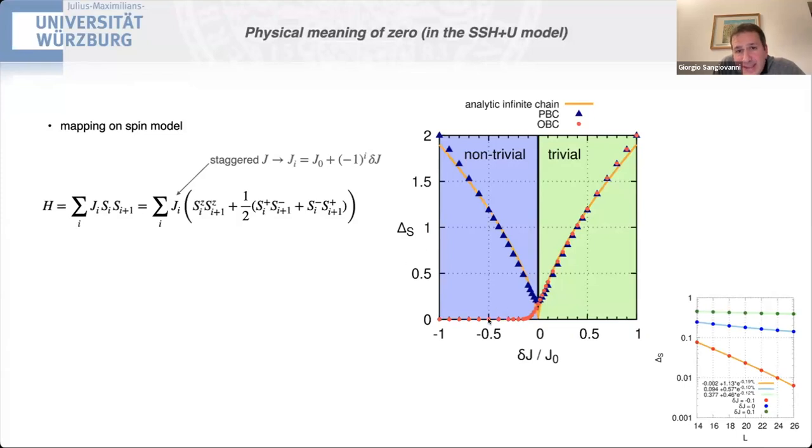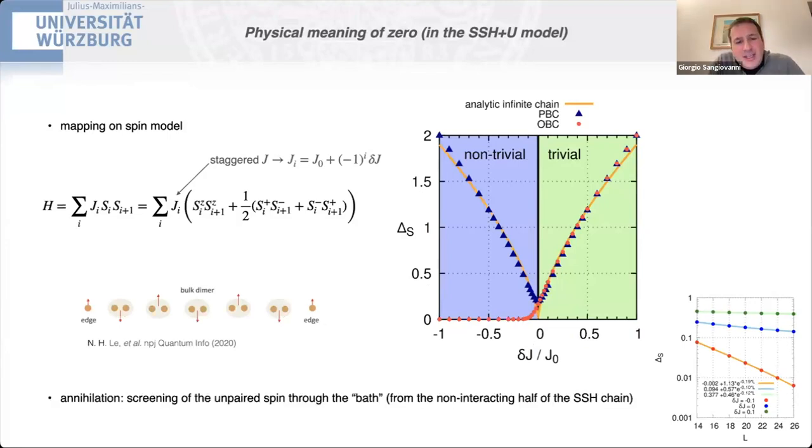And you see that in the non-trivial case, with open boundary conditions, the spin gap is 0, meaning that we have isolated spins at the edge of this SSH chain, suggesting that this hybridization is nothing but some kind of screening of this isolated spin with the bath coming from the metallic part, so from the non-interacting part of the chain.